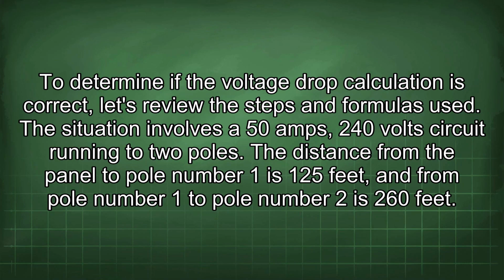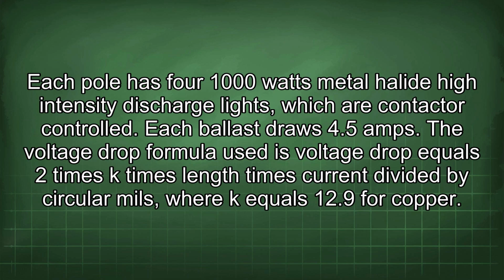To determine if the voltage drop calculation is correct, let's review the steps and formulas used. The situation involves a 50 amp, 240 volt circuit running to 2 poles. The distance from the panel to pole number 1 is 125 feet, and from pole number 1 to pole number 2 is 260 feet. Each pole has 4 1000 watt metal halide high-intensity discharge lights, which are contactor controlled.